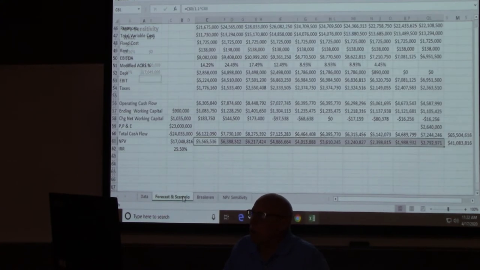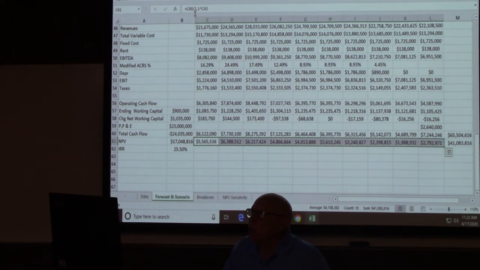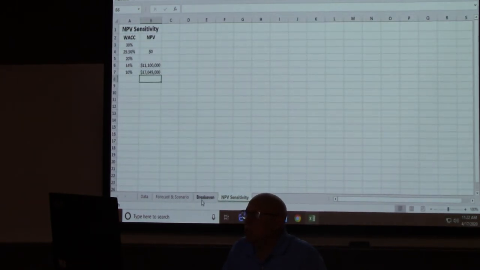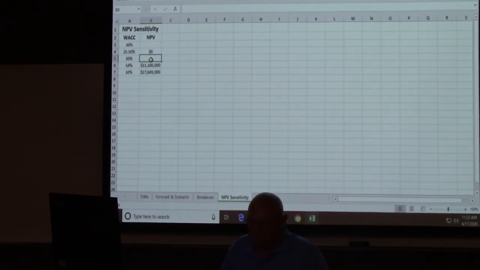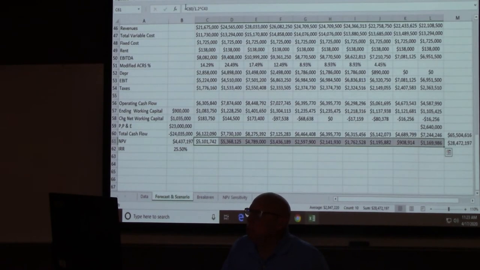All right, let's go back in here and change this to 20%. So I changed 1.1 to 1.2. And then drag that out here. And we get 4.44 million, $4,440,000. Okay? Now, let's change it to 30%.